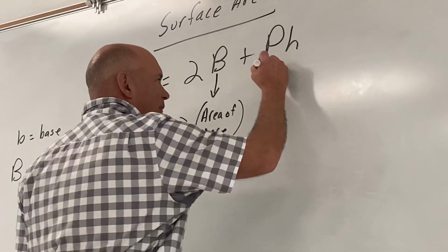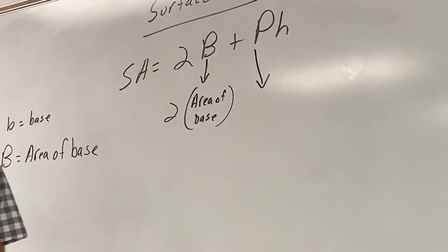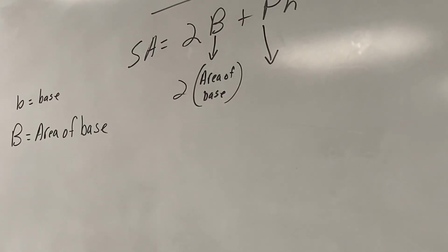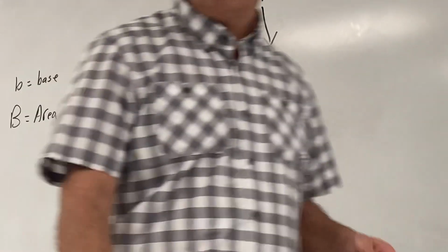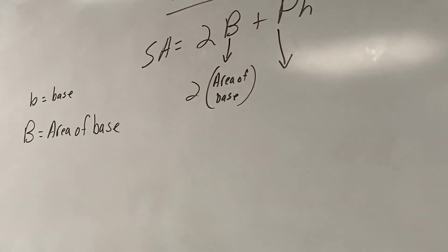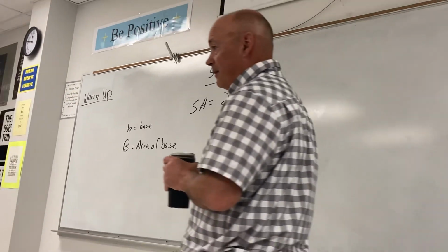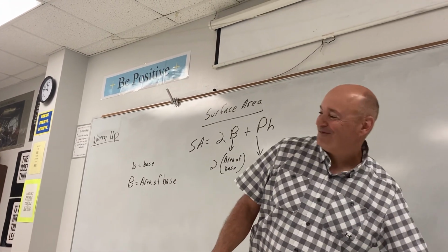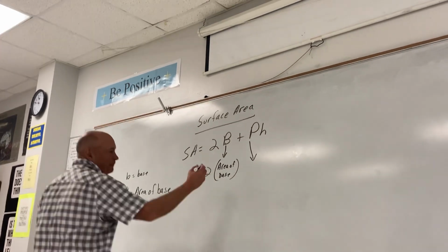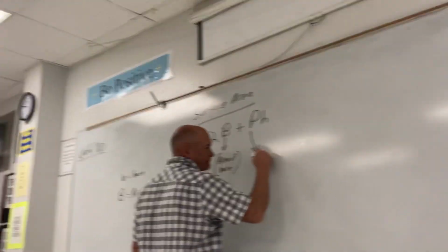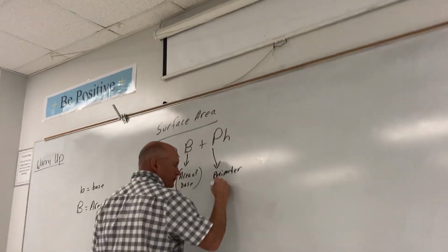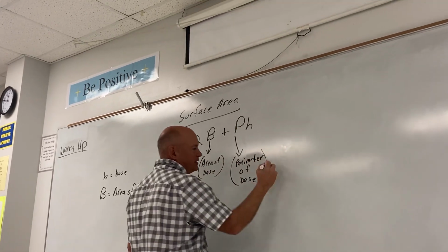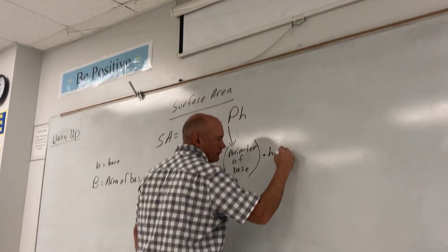All right, big P. Does anybody know what big P means? You might have started to say it, but then you got chicken. Perimeter of? Thank you. She pieced it together. Big P is the perimeter of the base. Times little h is still the height.